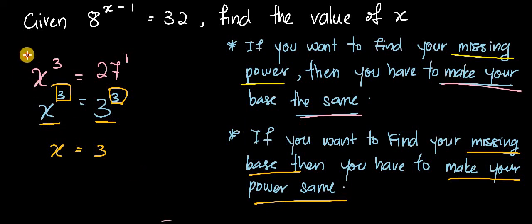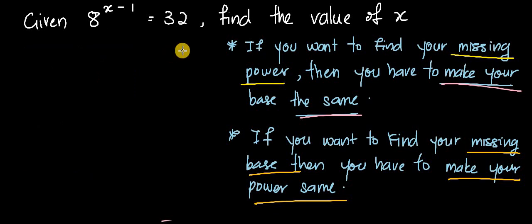Alright? So, in light of these rules, let's try to solve this question. Given that 8 power x minus 1 equals to 32, find the value of x. Again, they asked me to find the value of x. And x is basically a missing power. Again, if I want to find the missing power, I have to make my base the same. So let me think. 32 and 8. Is there any connection between 32 and 8 here?